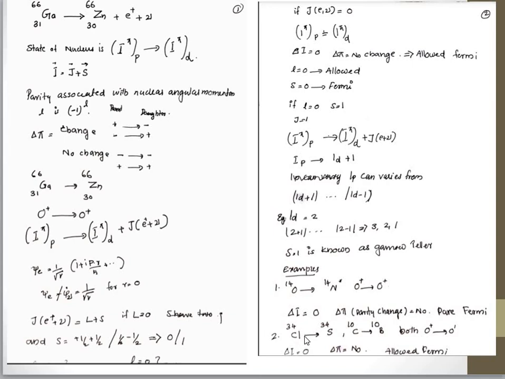Similar is the case of Cl34 to S34, or carbon 10 to boron 10, which is a 0 plus to 0 plus transition. So in this case delta pi is 0, there is no change in parity, and delta I is 0. This reaction is known as the allowed Fermi reaction.